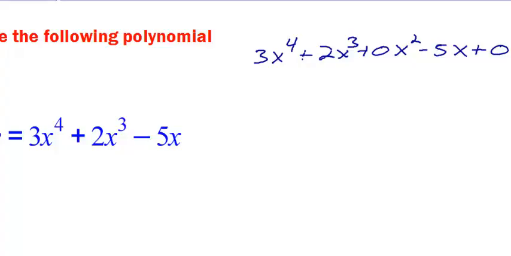Okay? So when we get into the division stuff later on in the chapter, it'll make more sense. For right now, I just want you to understand that whenever I say standard form, I mean you have to have every variable represented. So that means that if I have x to the 5th, I need every power under it. So I'll need 5, 4, 3, 2, 1, and a constant. Okay? Does that make sense?